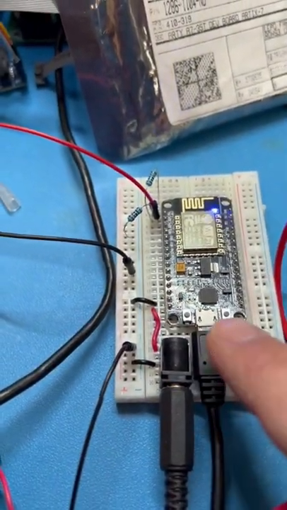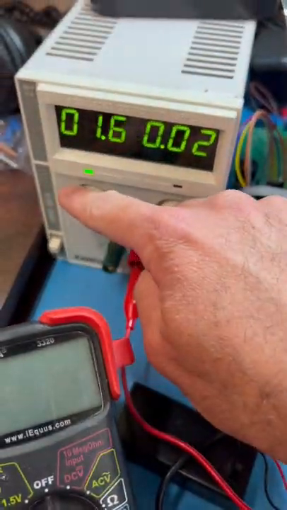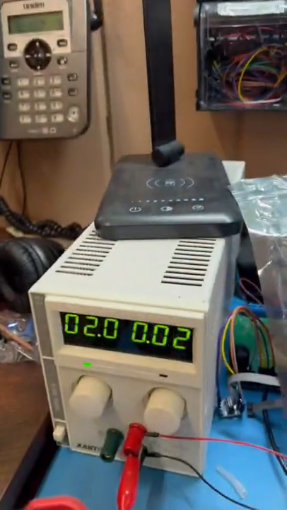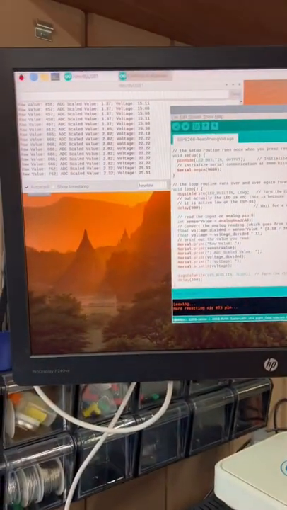Right now you can see I've got a USB connected because I'm monitoring the voltage. So I'm gonna vary the voltage here and I'm just gonna test that. And you can see that it's updating to my input over here. And there you have it.